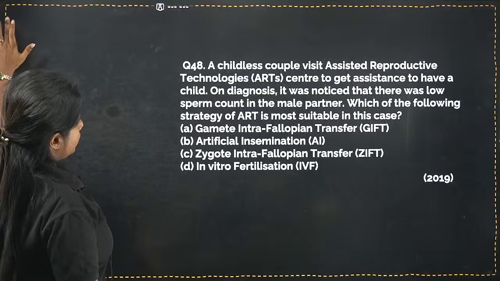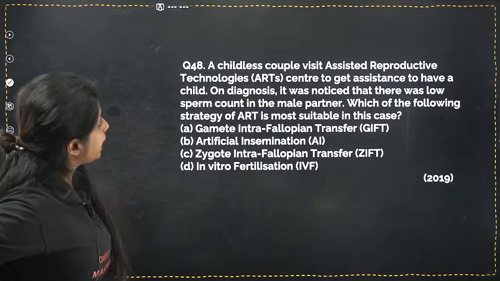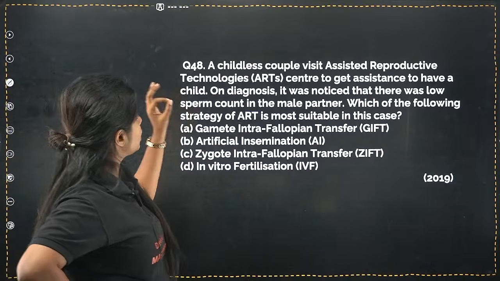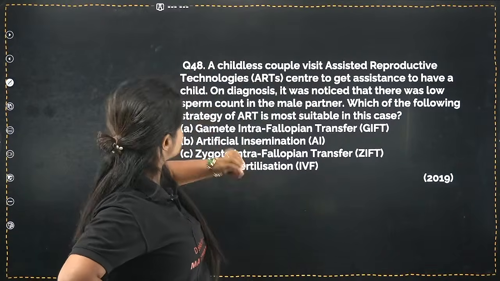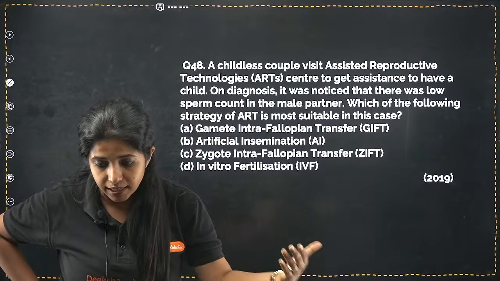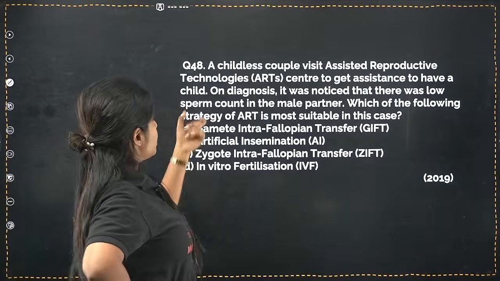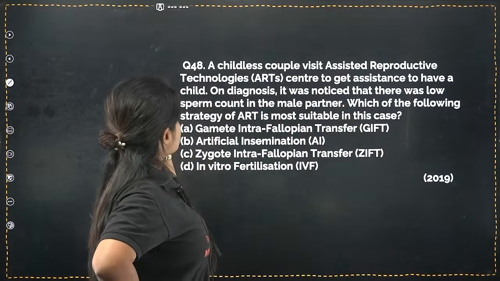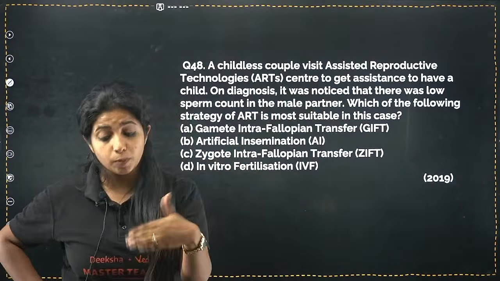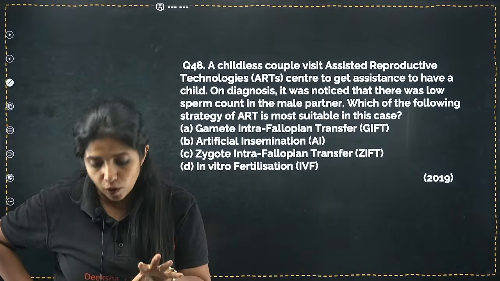Guys, let's go. 48th question. A childless couple visits an Assisted Reproductive Technology center to get assistance to have a child. They were childless, they wanted to have a child. On diagnosis, it was noticed that there was low sperm count in the male partner. So it was a problem with the male partner. He had low sperm count.